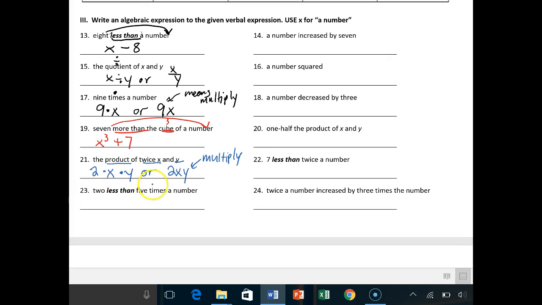23. 2 less than 5 times a number. So there's that key phrasing, less than, so 2 goes at the end. 5 times a number, 5 dot a number we don't know. So 5 times a number we don't know minus 2, or 5x minus 2. Right? You guys are responsible for the evens.